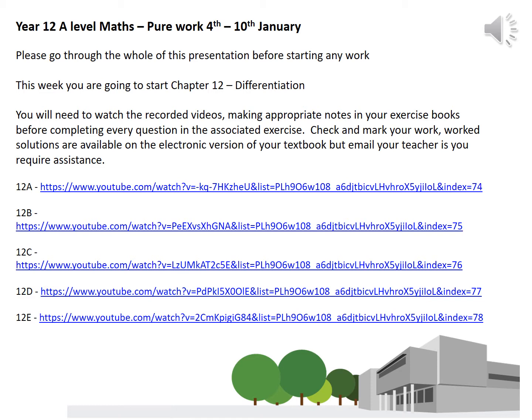You're going to be starting a new chapter called differentiation. Now this is completely new to you. It's a branch of mathematics called calculus. Its concepts are quite complicated and its applications can be difficult, but the process of differentiation is very straightforward. So what I'd like you to do first is go through the whole of this presentation where I'll introduce to you differentiation and show you how to differentiate.